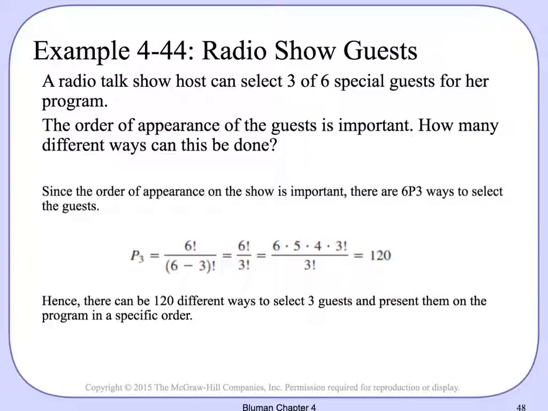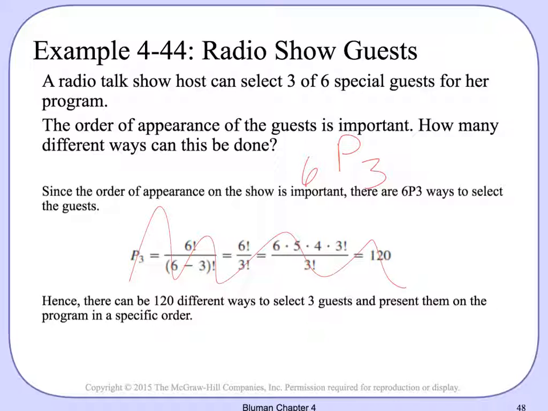Okay, so let's look at this next one. A radio talk show host can select 3 of 6 special guests for her program. The order of the appearance of the guests is important to her. How many different ways can she do this? So just like the last one, we have 6 people. We're ordering how many of them? 3.